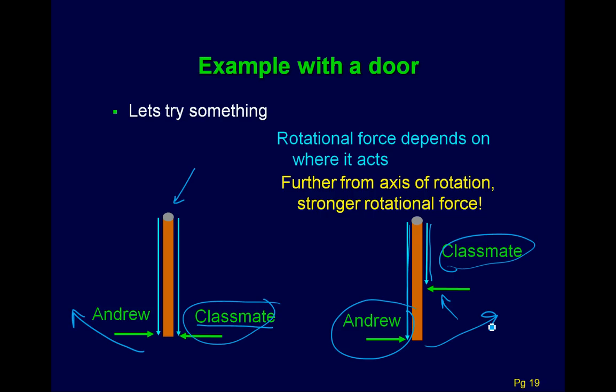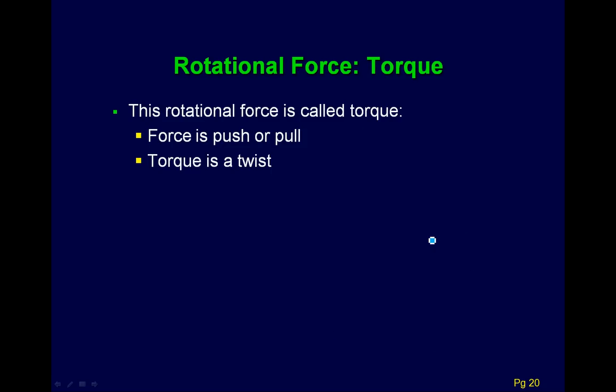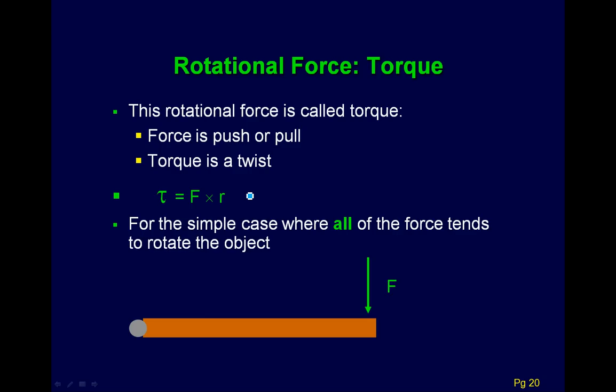And so you look at these two pictures here. In this case, we're the same distance from the axis, and so since the classmate's stronger than me, they win. But here, since they're closer to the axis, I can actually overpower them. This is called torque. So force is a push or a pull, a torque is a twist. And our general definition of torque is going to be the cross product of the force and the radius. But we're going to break this down in a lot of cases.